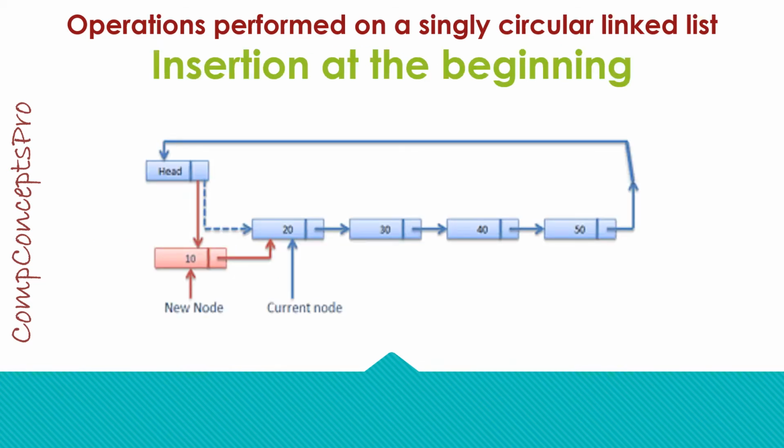Now let's see insertion at the beginning in a singly circular linked list. So here we have to update three pointers. First, the head pointer should store the address of a new node to be inserted rather than the earlier first node of the list. Second, the new node next should point to the earlier first node, which will become the second node of the list. And finally, the next pointer of the last node should again store the address of the new node, which will be the first node.